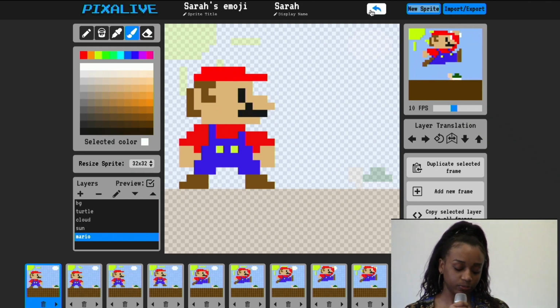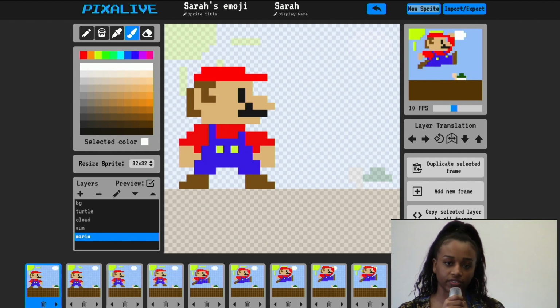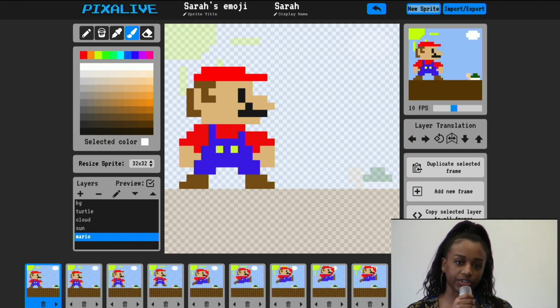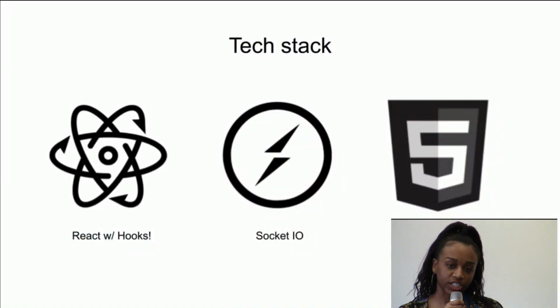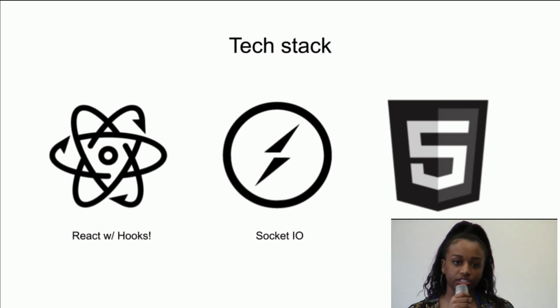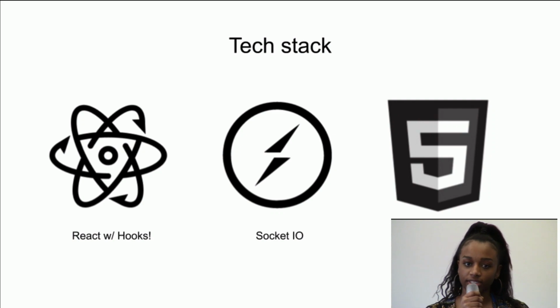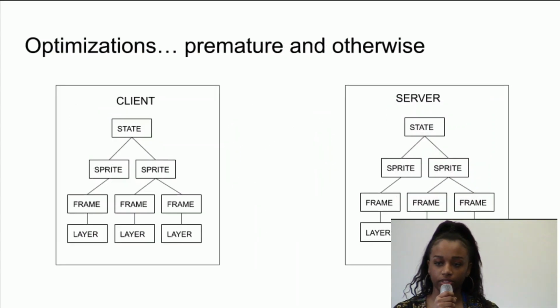We better undo that. Pixalive's interactivity is built on Socket.io, which keeps the server and the client state trees synchronized. Client-side rendering uses the Canvas element plus React, but we made a decision to use only functional components to force ourselves to learn the new hook syntax and the design patterns that come with it.